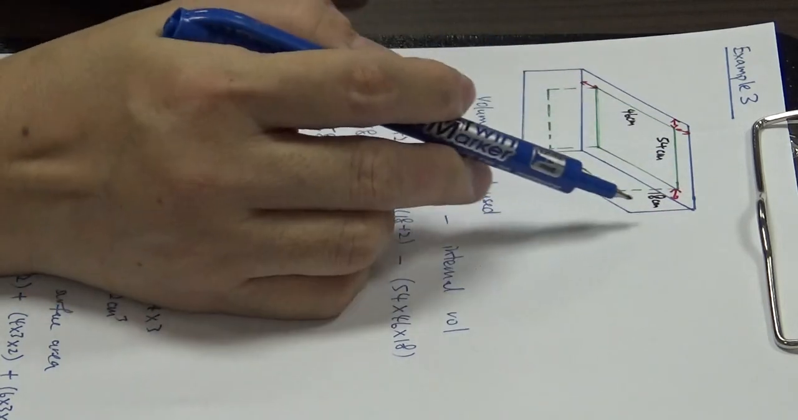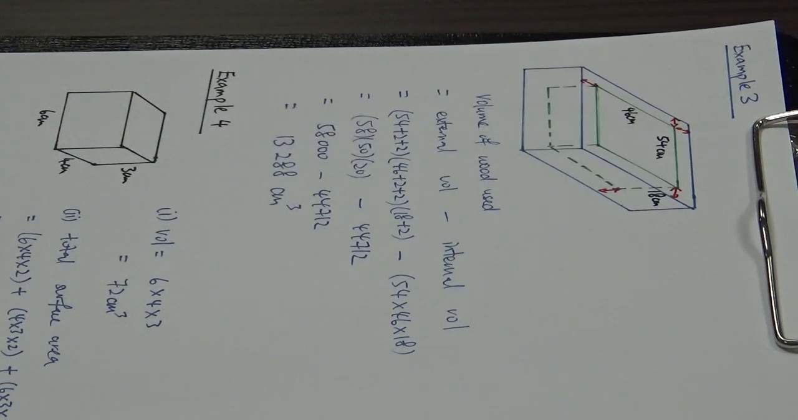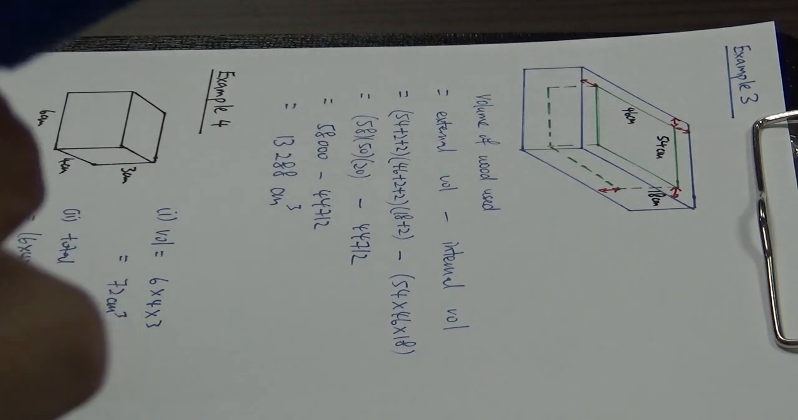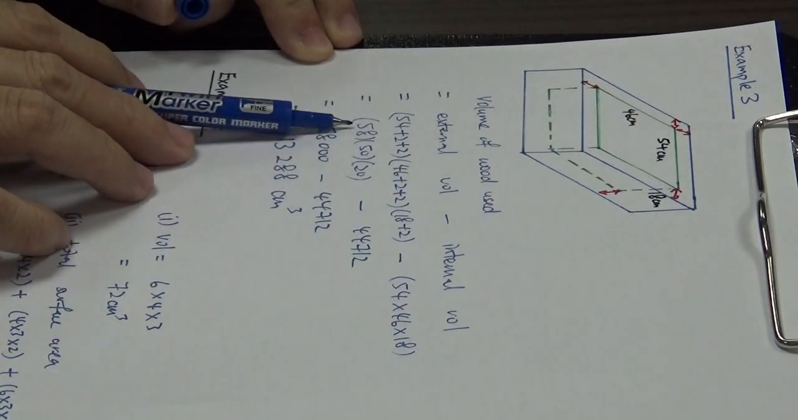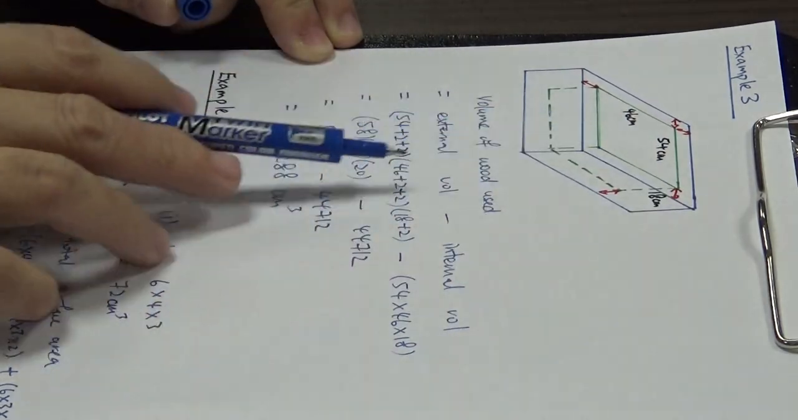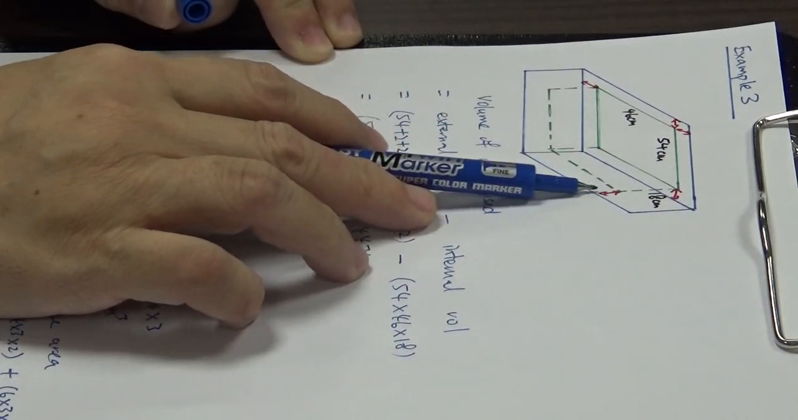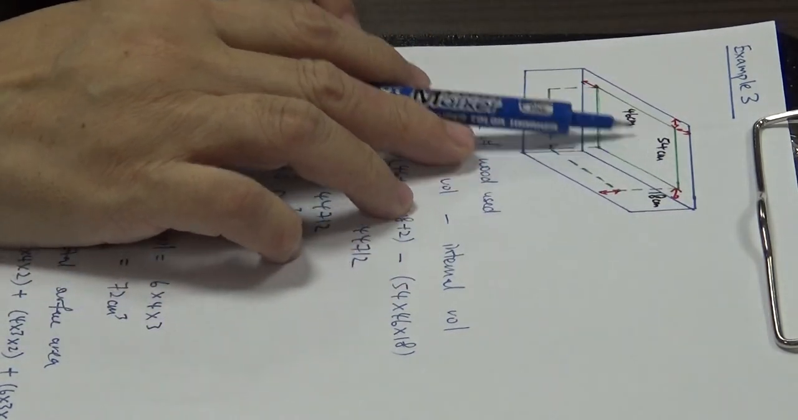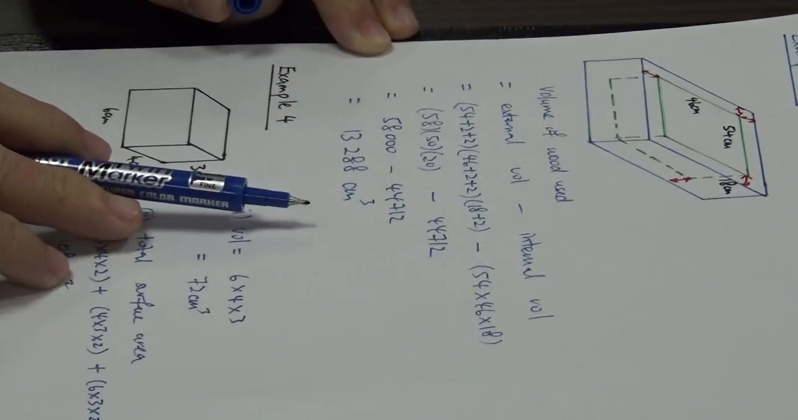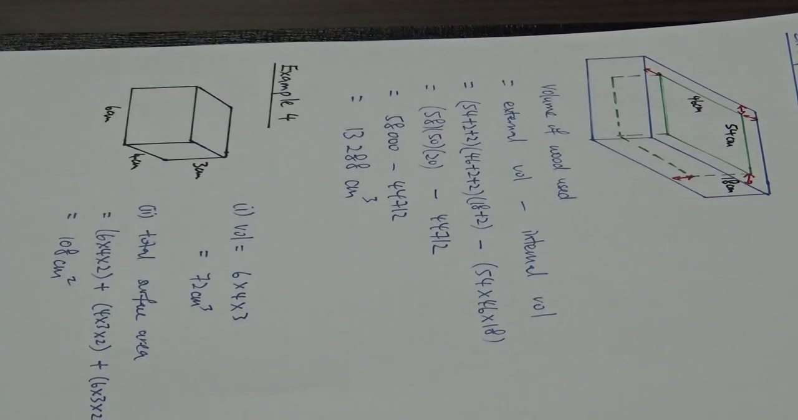In order to find the volume of wood used, I must take the external volume minus the internal volume. Now what will be the external volume? The big box will be 54 plus 2 plus 2, so I'll have 58. This one will be 46 plus 2 plus 2, I'll have 50. And this one is only 18 plus 2, because there's thickness only at the bottom and no thickness on top. So it's 18 plus 2, that's 20. Now the internal dimensions will be 54 times 46 times 18. So when I take the external volume minus the internal volume, I will get the volume of wood used in making that rectangular box.